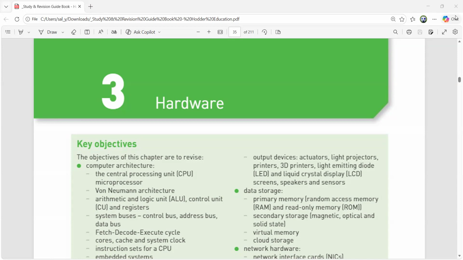Okay, today we are going to discuss one more chapter for a quick revision, and that is chapter number 3, hardware. This is a lengthy chapter, but let's go do it very quickly.